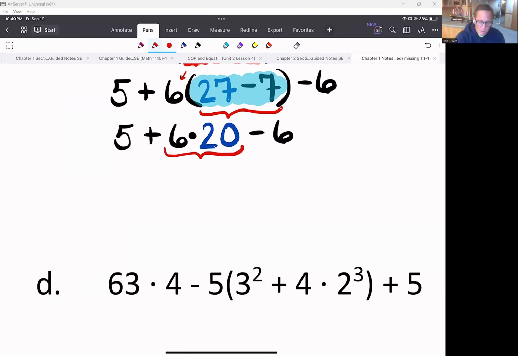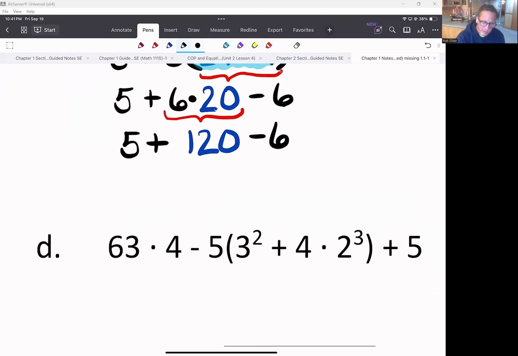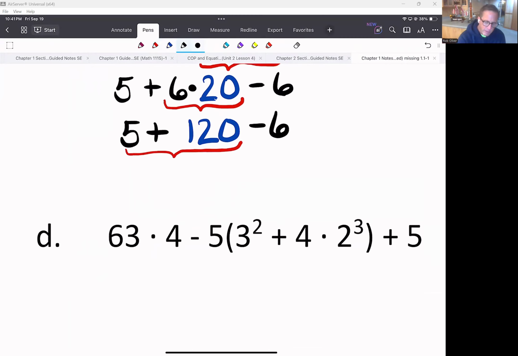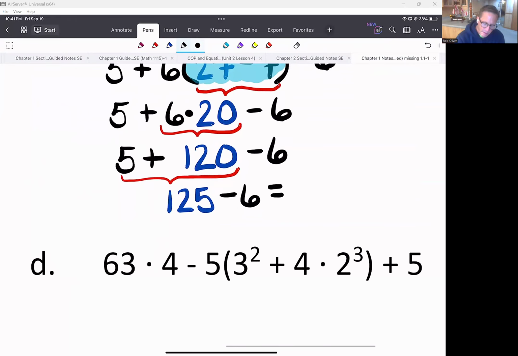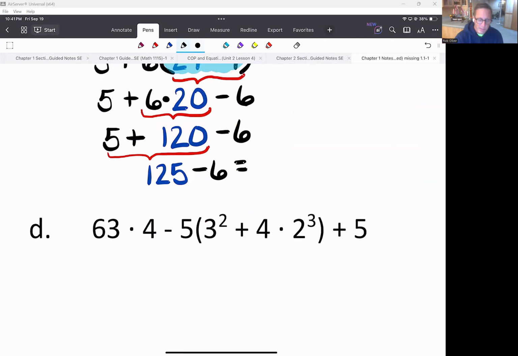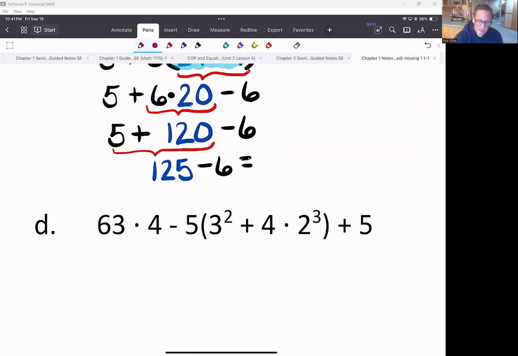All right, so we've got multiplication. We're going to do that next. So 6 times 20 is 120. So I'm going to rewrite it again. 5 plus 120 minus 6. At this point, just going to go left to right because all it is is addition and subtraction. So that's 125, right? 125, and then you got minus 6. What does that make? 125 minus 6, that makes 2,000. No, it doesn't. That makes 119.